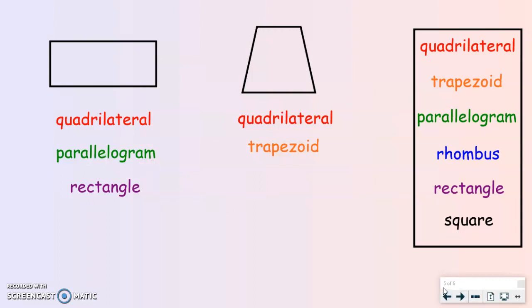So for your assignment today, you're going to work on IXL lesson X.9, just continuing working on how to classify quadrilaterals.